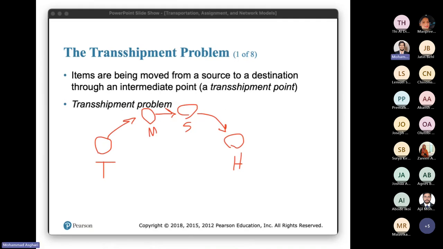So that's the idea. If you could send directly from Toronto to Sydney, it's like a transportation problem. But if you are using local warehouses or regional warehouses, or you are using distributed places in different cities, this is called a transshipment problem. You are using another warehouse, other nodes between two nodes. So items are being moved from a source to a destination through an intermediate point. Okay, so the intermediate points here are Moncton and Sydney. Moncton plays the role of a regional warehouse where everything goes, and from there it is distributed. There is another name for intermediate point as well.